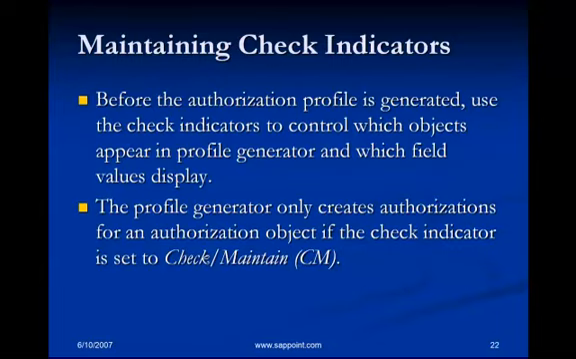Now, before the authorization profile is generated, you have to use the control check indicators to control which objects appear in the profile generator and which field values are displayed. That is, in SU24 you have to do the maintenance before you generate the profiles. The profile generator only creates authorizations for an authorization object if the check indicator is set to check maintain. So only those objects which are check maintained in SU24 will appear in the profile generator when you work with the roles.